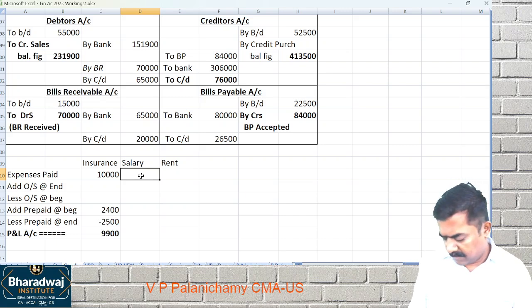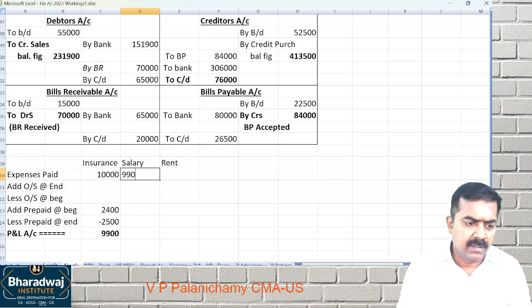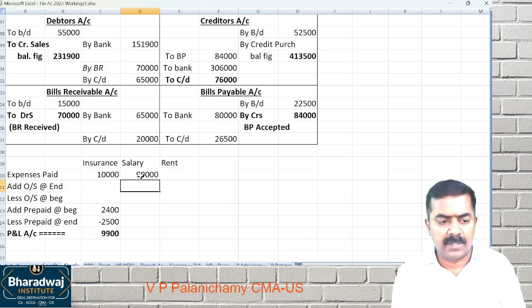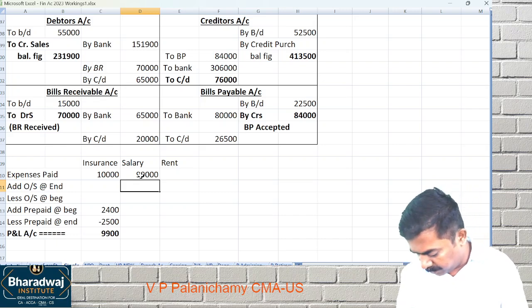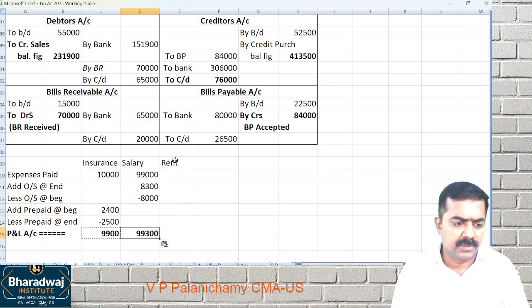Salary paid. What is the salary paid? 99,000. Outstanding at the end of the year. Adjustment la கொடுத்திருக்கோம். Outstanding at the end of the year எவ்வளவு கொடுத்திருக்கோம் பாருங்க. 8,300 minus outstanding at the beginning of the year. So, P&L account la வந்து.